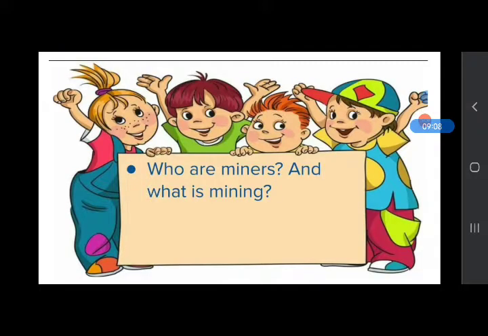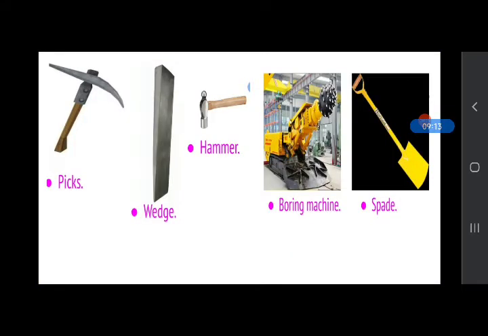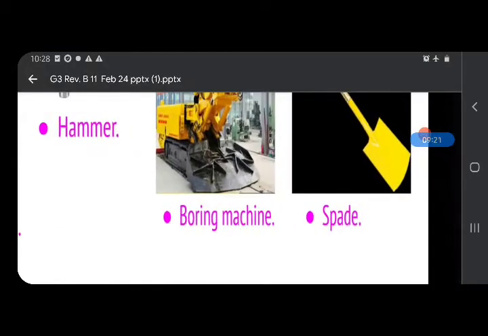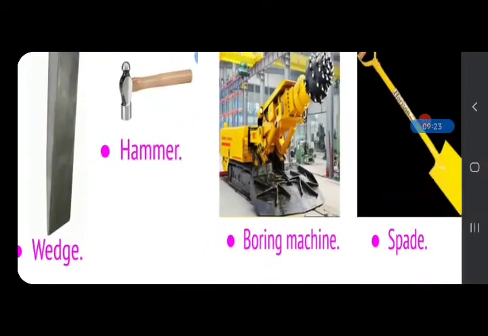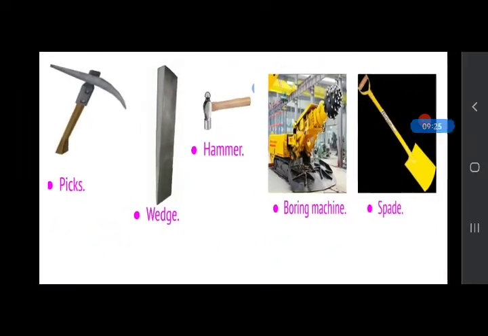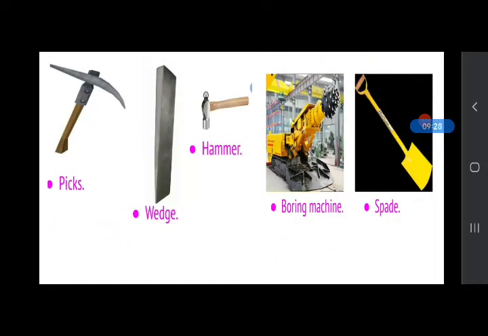A miner uses a few tools like picks, wedge, hammer, spade and boring machine to dig minerals from the earth. This is spade, boring machine, hammer, wedge and picks. A miner has to go deep inside the earth through an underground tunnel which is dark, and a miner wears a helmet with a torch. He gets coal from under the earth, and we use coal to burn fire for cooking.